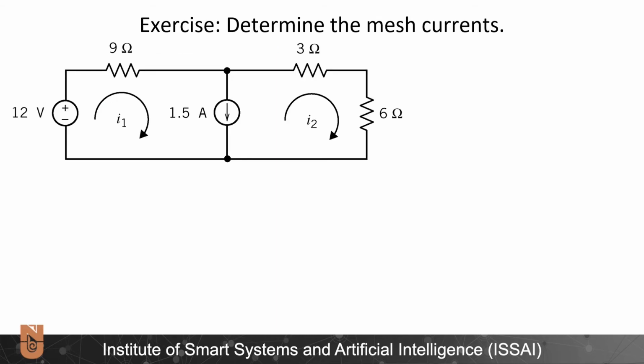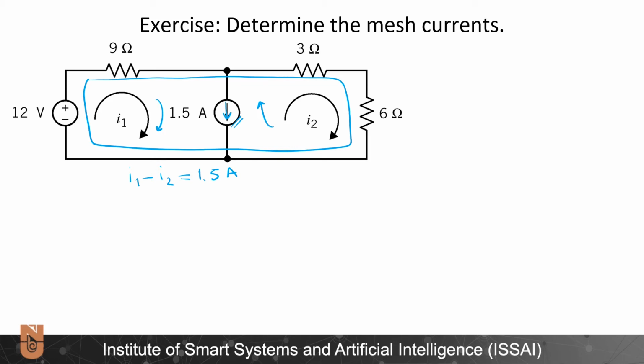Now in this question, I will determine the mesh currents using the Supermesh method, because both of these meshes are sharing this 1.5 ampere current source. So I1 minus I2 will be equal to 1.5 amperes, because I1 is in the same direction with the current source and I2 is in the opposite direction, therefore it is minus. Now let us define our mesh as the whole circuit. And accordingly, let us try to write the mesh equation. 9 times I1 plus 9 times I2 is equal to 12.